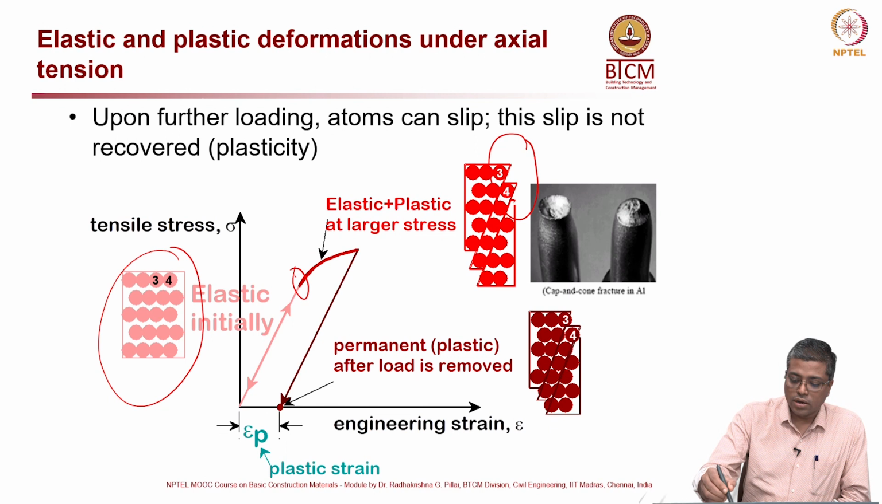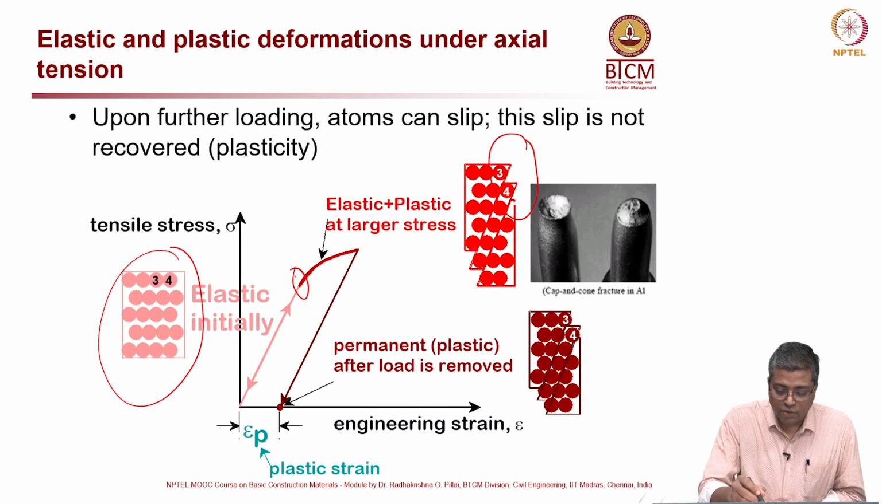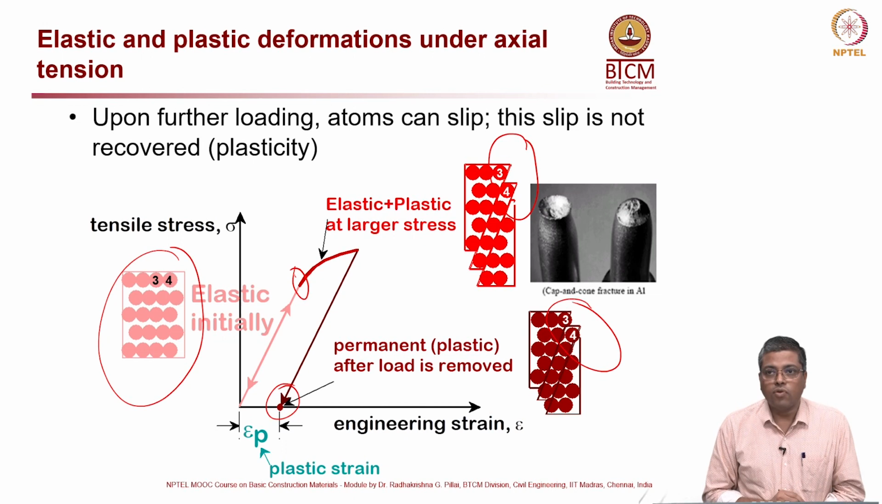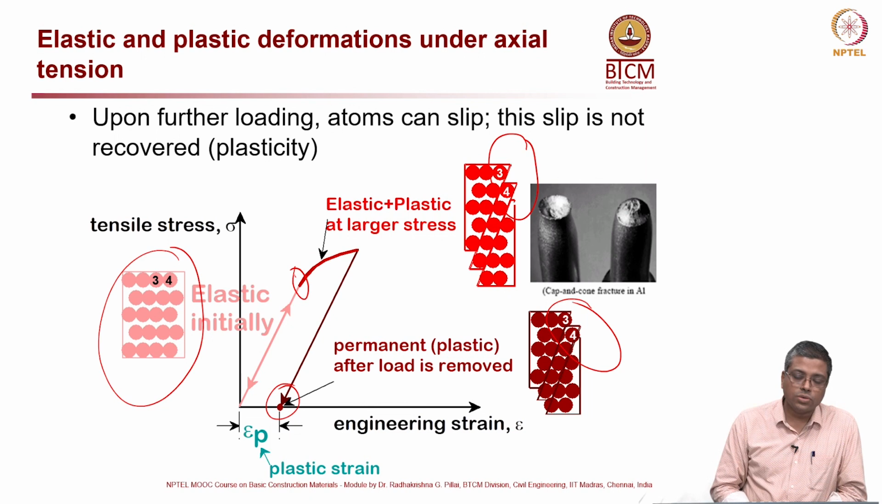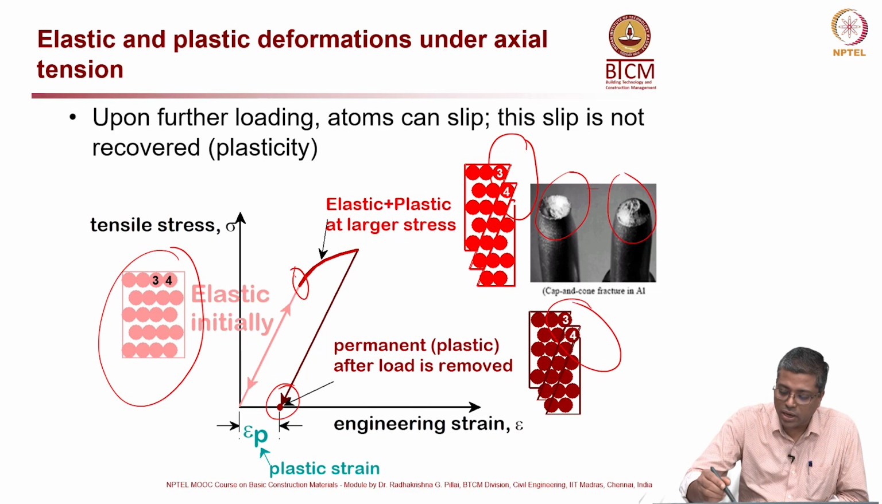In the previous slide, we were talking about stretching of the atomic bond. Here, what is happening is slipping of the atoms from one layer to the other. When it slips, it does not go back to its original position. Even after the load is removed, you can see that the 4 is not going back to the first layer. So, slip is permanent, but stretching is not. Atoms slip and stay there, they do not come back to their original position. That is why we have permanent deformation in the material. You can see this in the photograph here, the inclined shape or cup and cone behavior, mainly because of this slipping happening at about 45 degrees in typical cases.